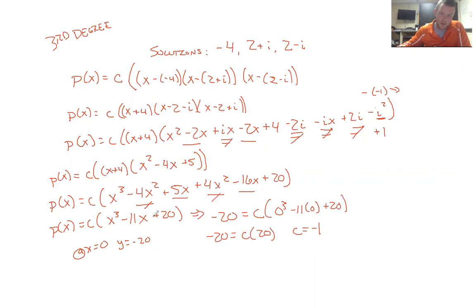So now I come back to my final, which is this, and I just need that c value. So my answer is going to be, I'll write it right here, P of x equal to negative times everything in there. x cubed minus 11x plus 20.